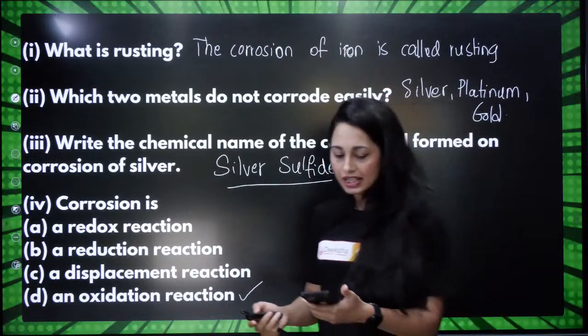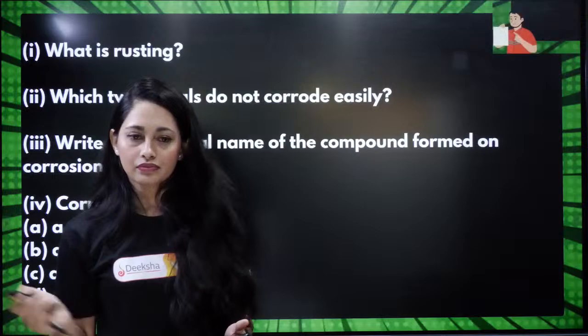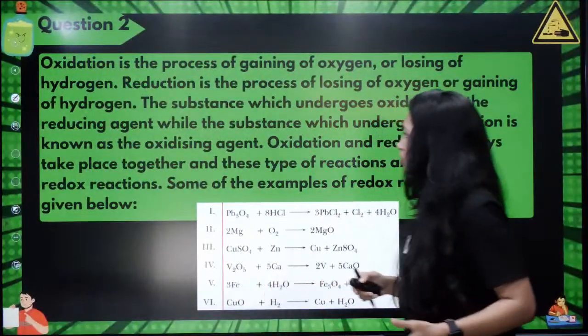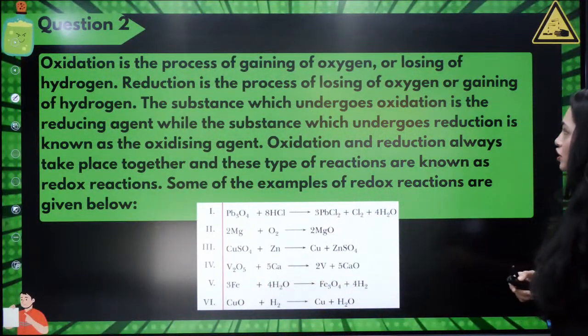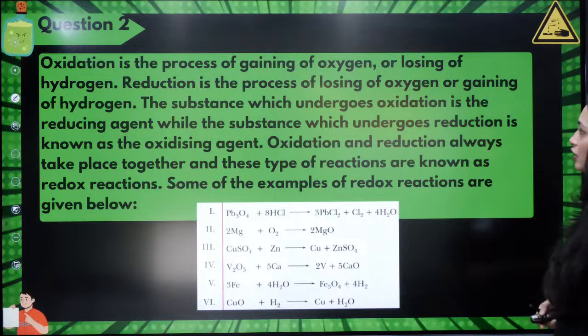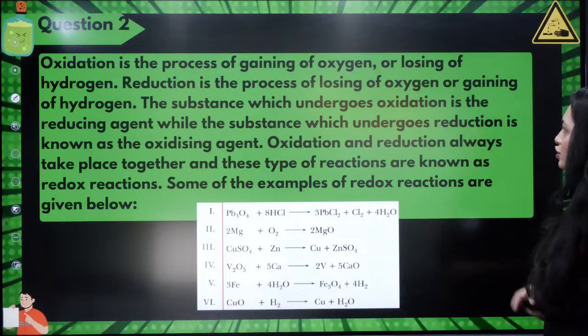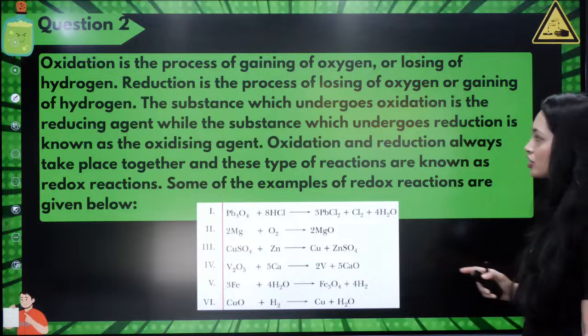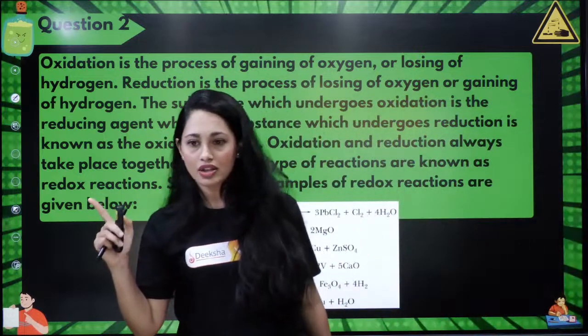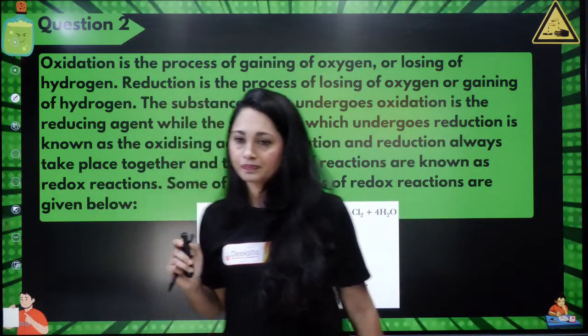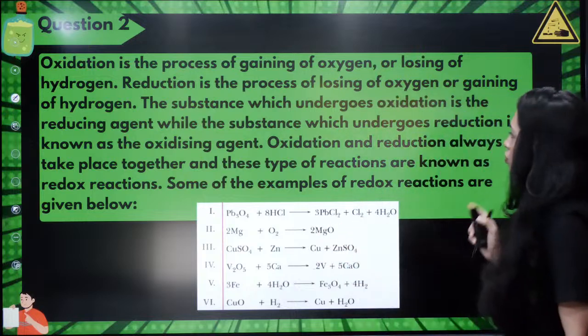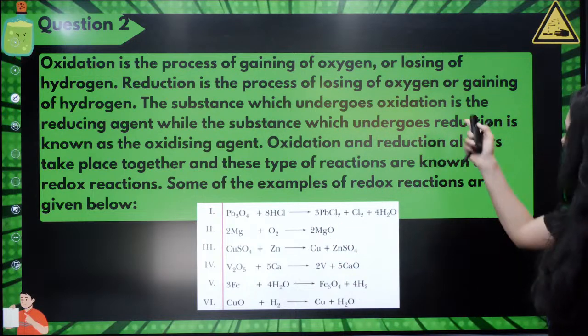Okay, let's go to the next case based study question. So this is question number 2. Oxidation is a process of gaining of oxygen or losing of hydrogen. Reduction is the process of losing of oxygen or gaining of hydrogen. We already know the definition for oxidation and reduction, right?